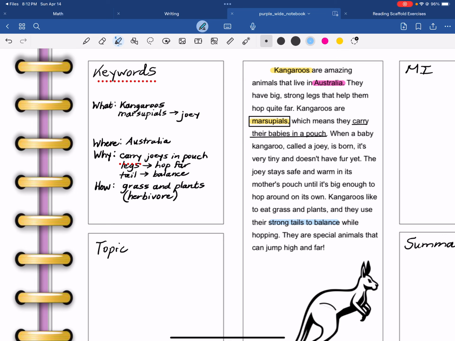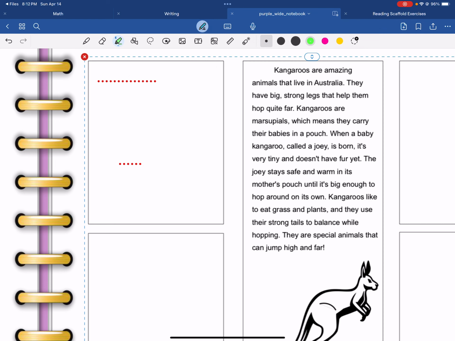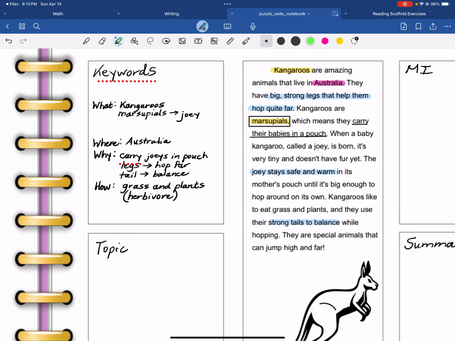The joey lives in the pouch. You could say a why here, so that the joey stays safe and warm in the pouch. Their legs, here we go. Big, strong legs that help them hop quite far. So those are some whys. And then I would also want to note about how they survive. They survive by eating grass and plants, so they're herbivores.